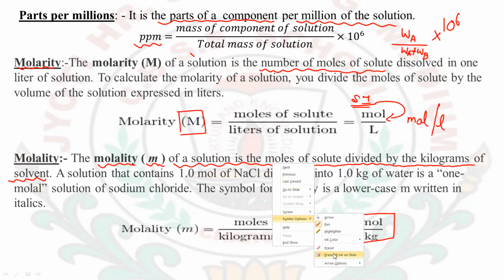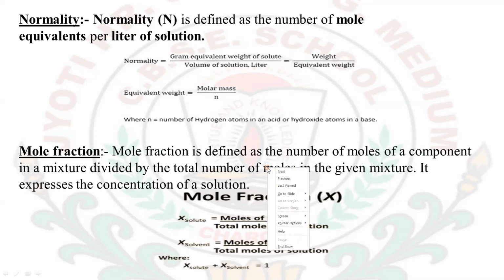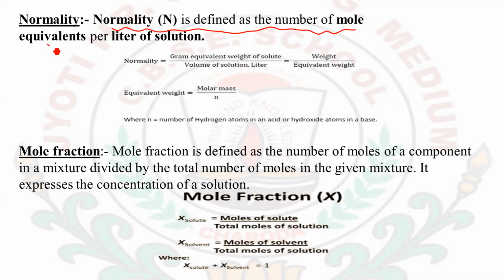Next is normality. Let's talk about normality. What is normality? Normality is defined as the number of equivalents per liter of the solution. Or, normality of a solution is the number of gram equivalents of the solute dissolved per liter of the solution. So the formula becomes gram equivalent weight of the solute divided by volume of the solution in liters. Also you can write it as weight upon equivalent weight.